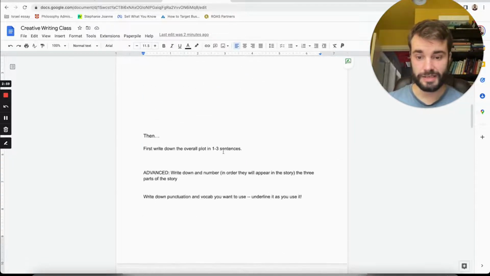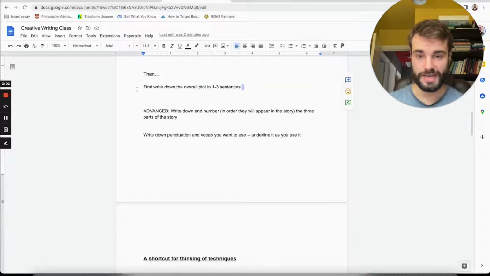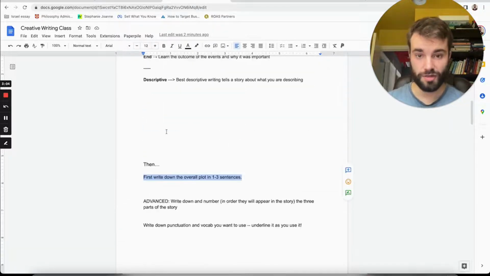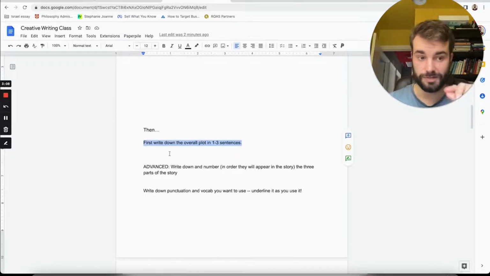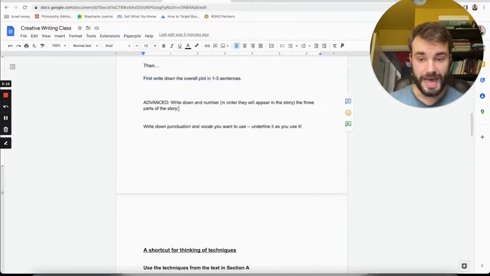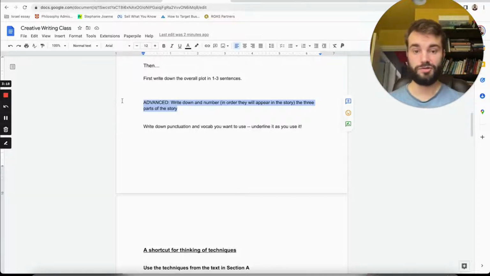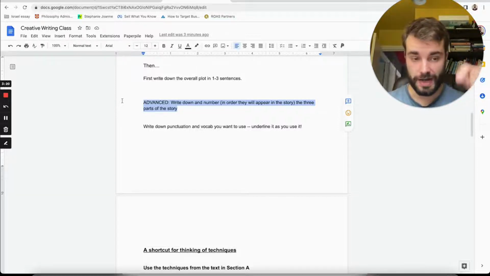So, once you've done this, your plan is going to be very simple. You're going to write down the overall plot in 1 to 3 sentences, beginning, middle, and end, maybe 1 sentence for each, or even just part of a sentence, a few words would be enough. You can, if you want, an advanced tip that you don't have to do, is to change up the order. So you could write the middle first, or the end first, and then you put a number so you know what order you're going to write them in.